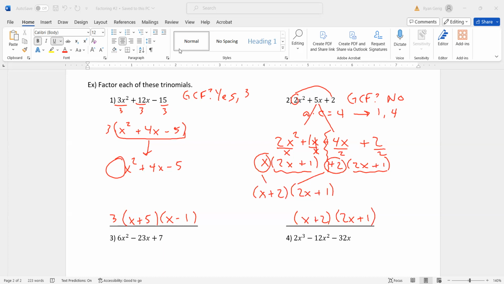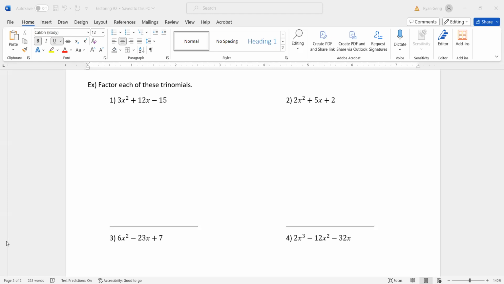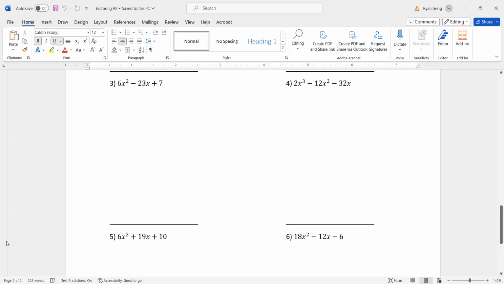Okay. We'll do that again. I know that's a lot. I know it's probably a little bit confusing. We'll do some more here. It's number 3. First thing I'm going to do is check for a GCF. Do I have one? I do not. So now I'm going to do a times c.